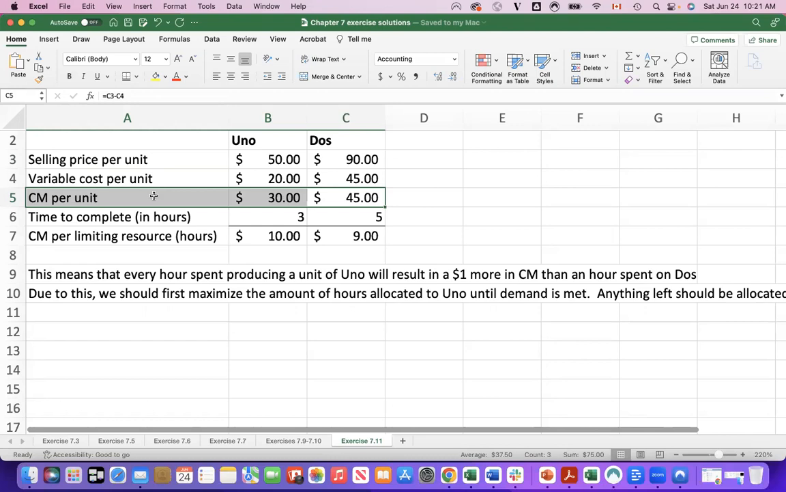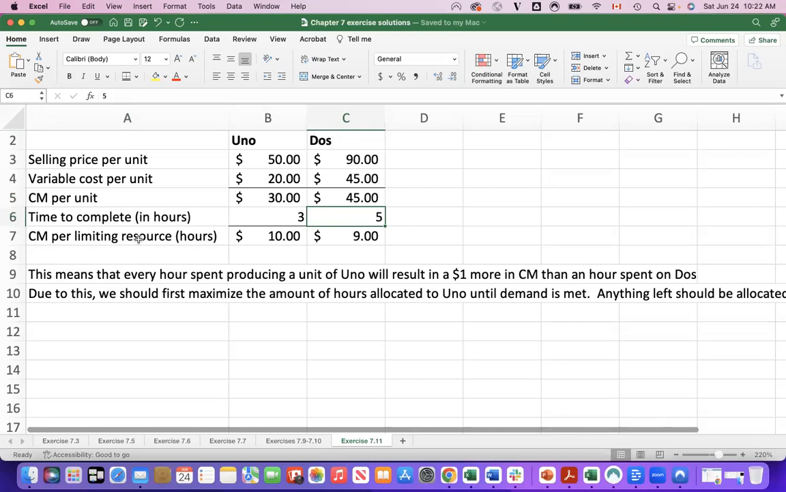Again, that's a bit short-sighted, because what isn't encompassed in this metric, the contribution margin per unit, is how much effort and work it takes to produce one unit of each. If our limiting resource in this case is time, the amount of production time we have, it's better to figure out the contribution margin per that limiting resource. In this case, that's the number of hours it takes to produce one unit. It took 3 hours to produce one unit of Uno and 5 hours to produce one unit of Dos.